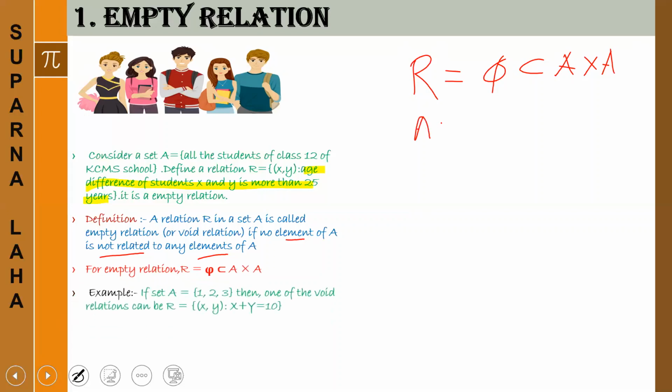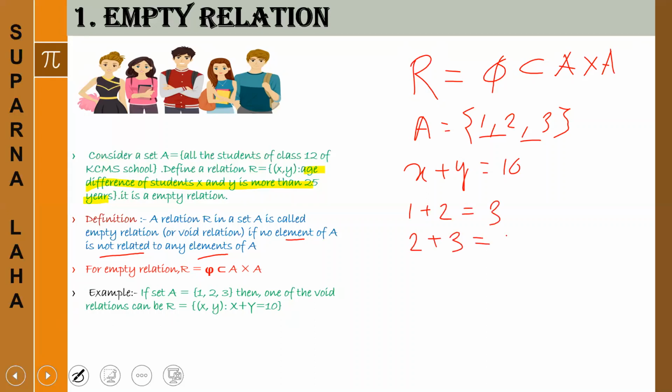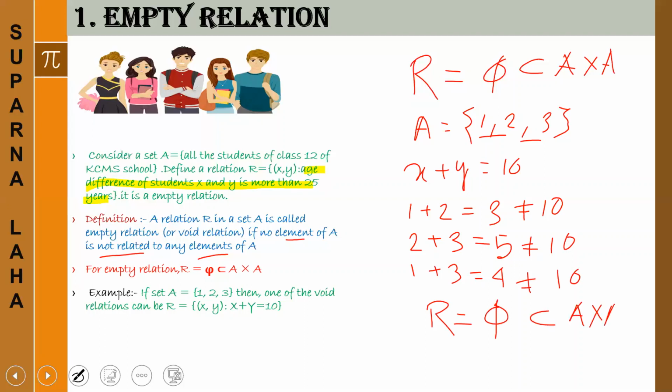Again, I can take another example to clear the concept. These 3 elements are there, and here I am defining the relation x plus y is equal to 10. If you check these ordered pairs, 1 plus 2 is 3, 2 plus 3 is 5, 1 plus 3 is 4, and all these are not equal to 10. So here also we can see this relation is empty. That is, phi belongs to this Cartesian product A cross A, hence it's the empty relation.